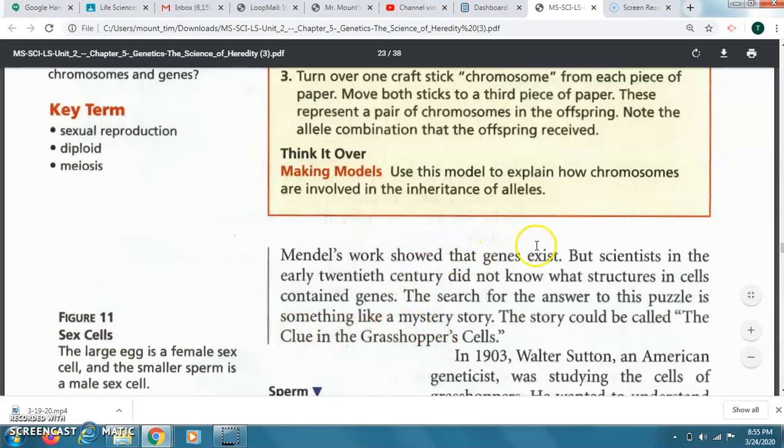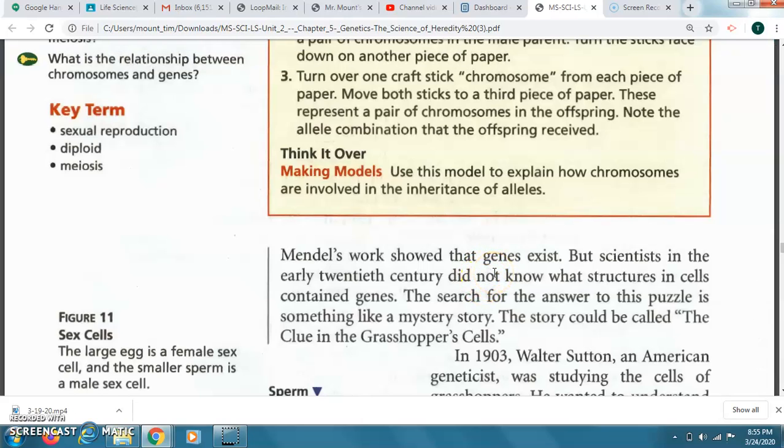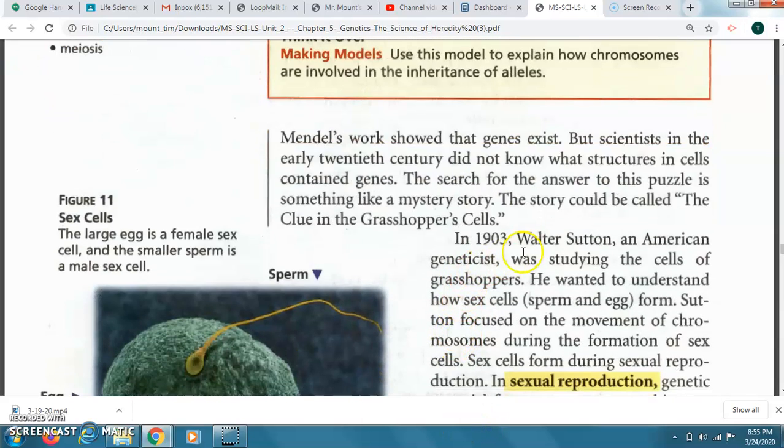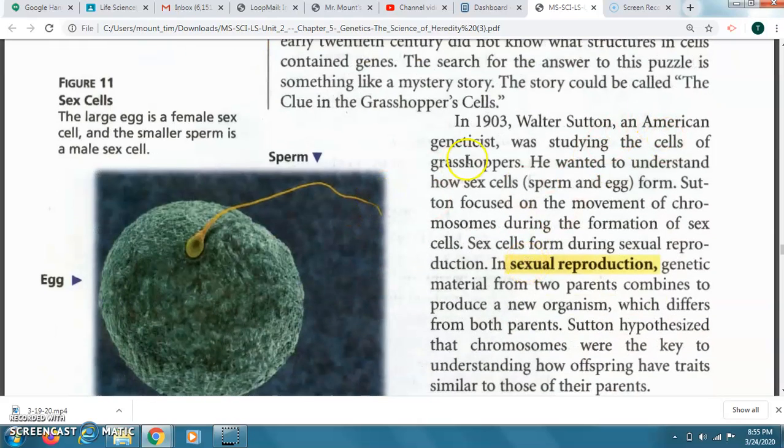So they knew genes existed, but they didn't know what structures were in these cells. We talked about cells earlier in the year, the different parts of the cell. Now they're going to go a little bit further with these genes. In 1903, Walter Sutton, an American geneticist, was studying the cells of grasshoppers. He wanted to understand how sex cells, sperm and egg, form. Sutton focused on the movement of chromosomes during the formation of sex cells.